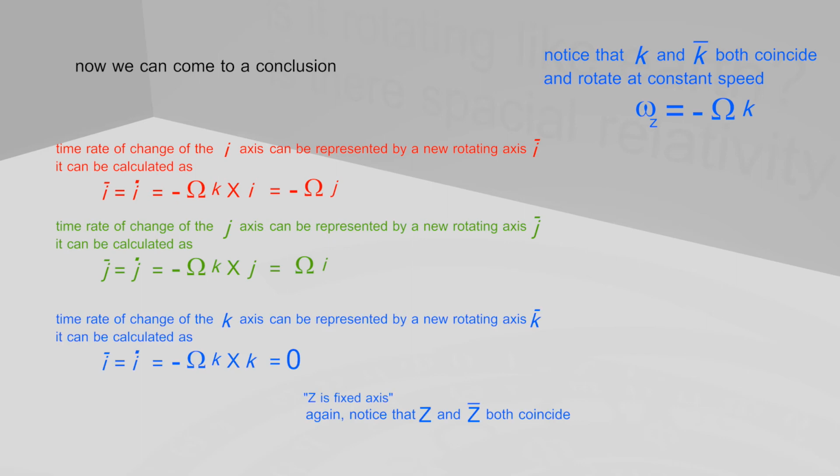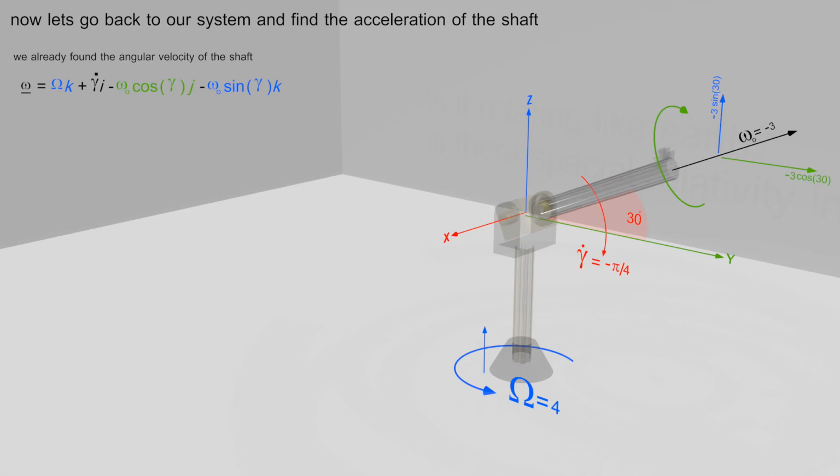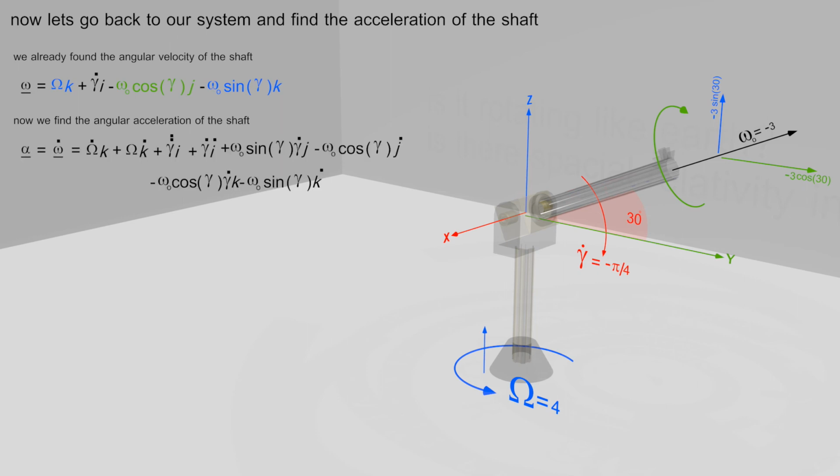Let's come back to our system so we can proceed with finding the angular acceleration of the shaft. Knowing that the alpha vector is the time derivative of the omega vector, you need to differentiate all terms and then apply the given values, and you finally get the angular acceleration.